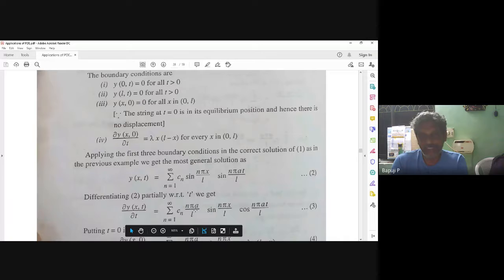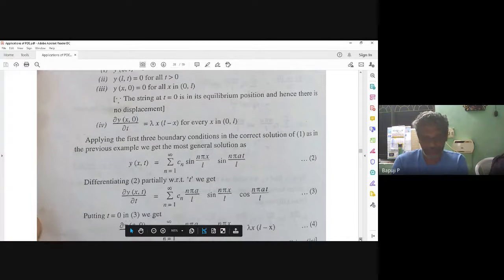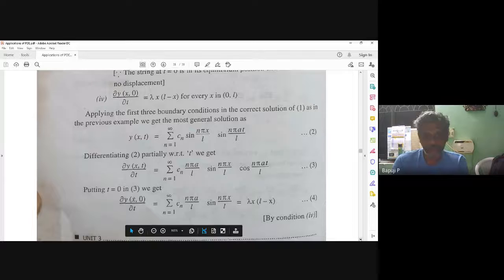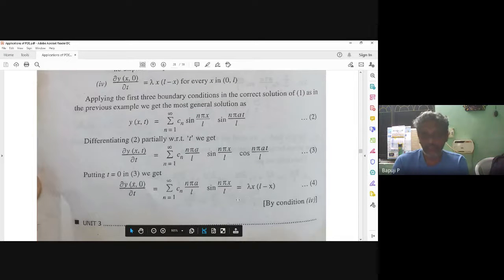So if I differentiate, I will get this. Now if I substitute t equal to 0, this factor becomes 1, so the remaining term is Cn sin n pi a by L sin n pi x by L. This is good. Now this whole thing I will write as Bn. Bn sin n pi x by L equals f of x. This is it: Cn n pi a by L is equal to Bn.